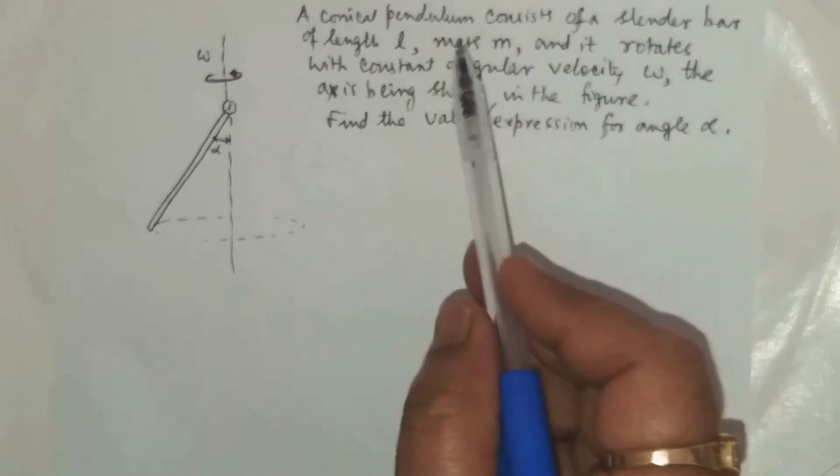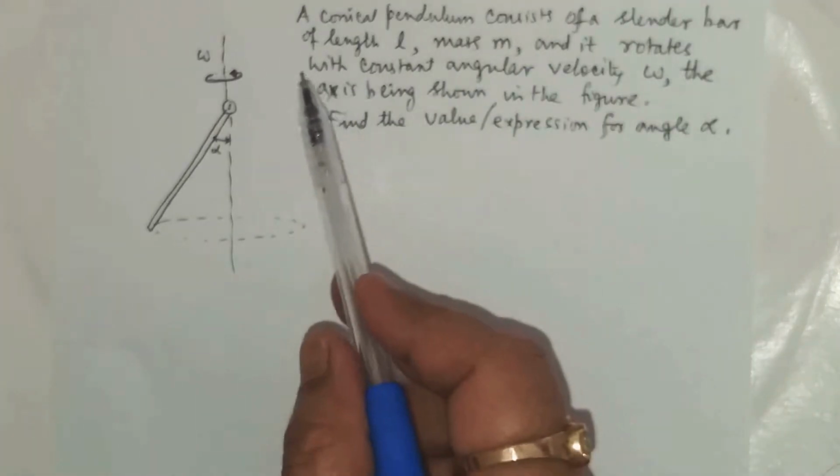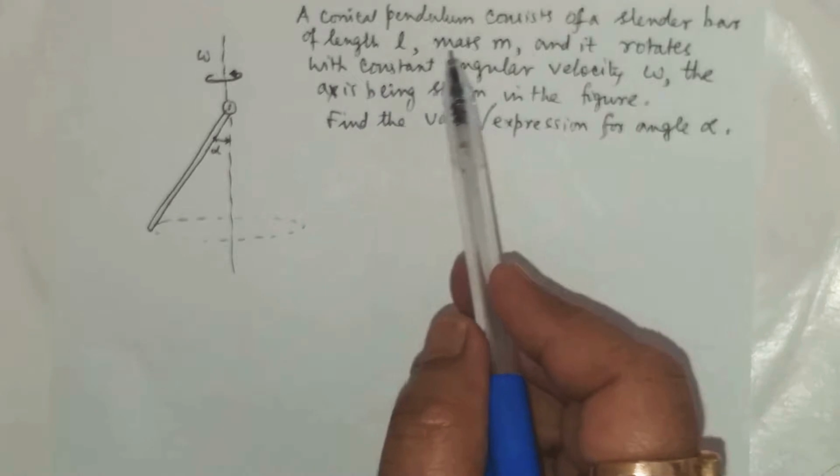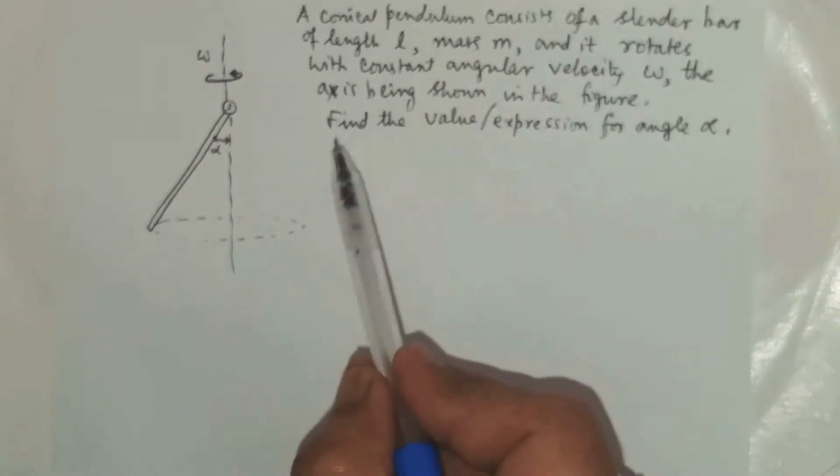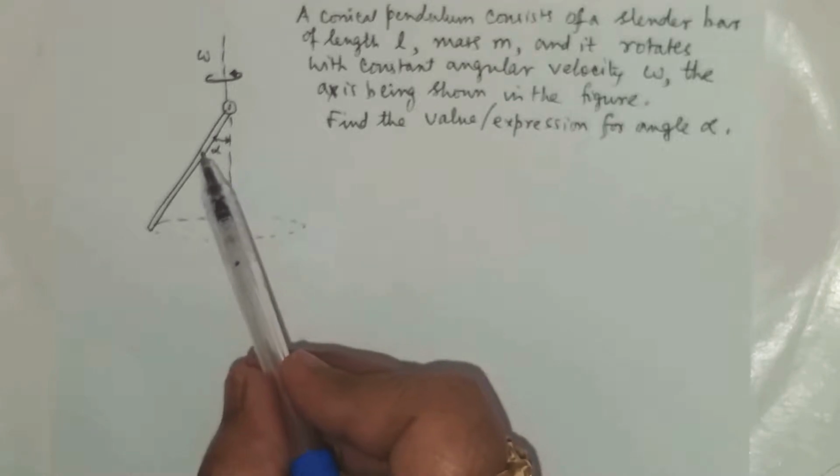This is a conical pendulum type of arrangement in which a slender bar, meaning a very thin bar, of length L and mass m, rotates with a constant angular velocity like this. We have to find out the value of alpha.